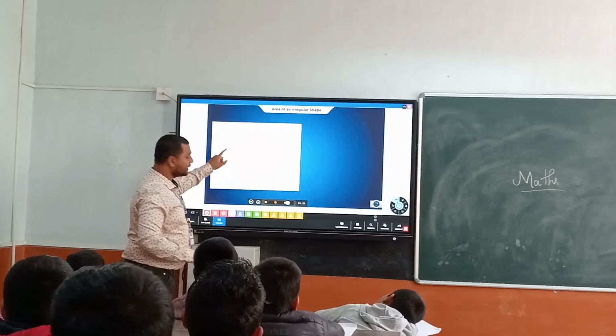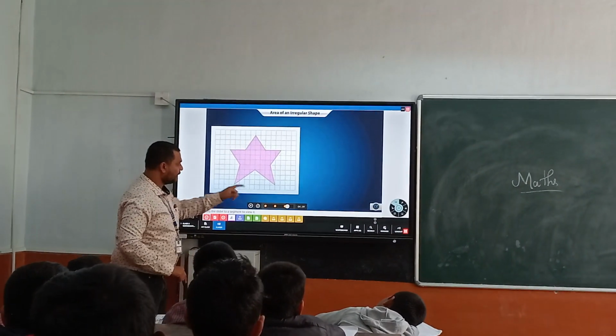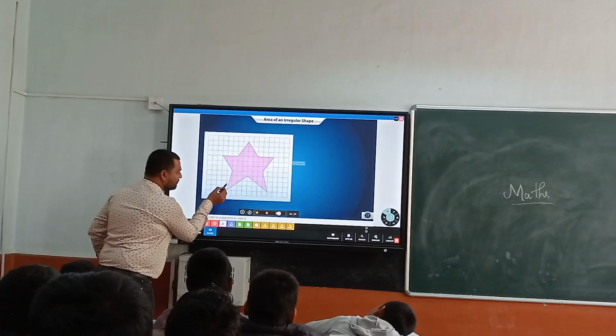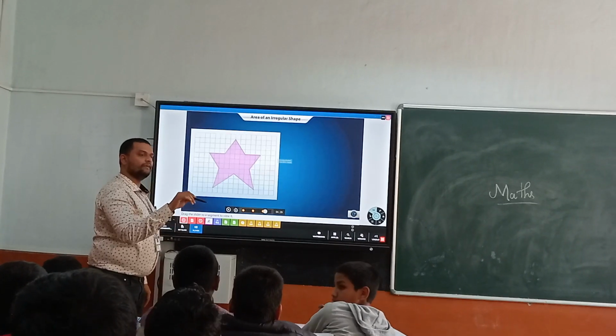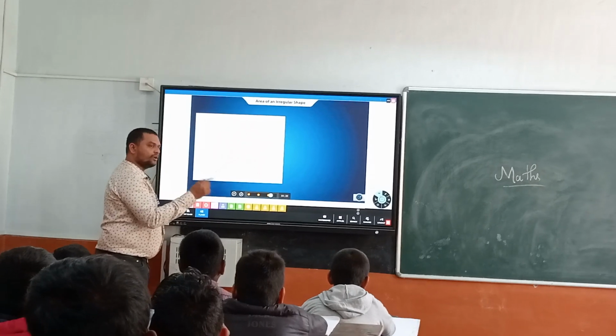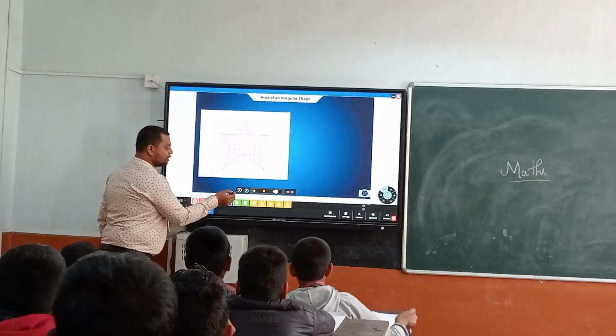So which are less than half? Look at here. These shapes are less than half. Which are less than half we will not consider. So those which are half, more than half, and fully covered, only those we need to calculate.